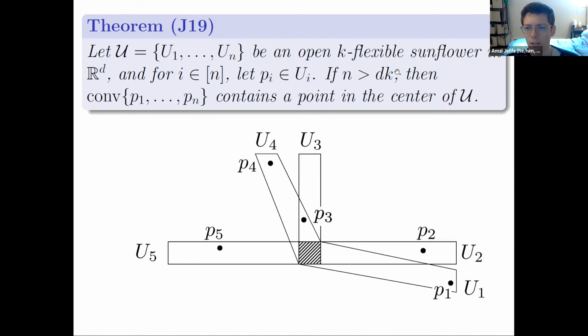And let's look at this example that I already showed you. Here again, it's a 2 flexible sunflower in R2 with 5 petals. So 5 is larger than 2 times 2. And indeed, if I choose 1 point from each petal and take the convex hull, that has to hit, in this case, the square that's the center of my sunflower. Okay, so this is the most general version.